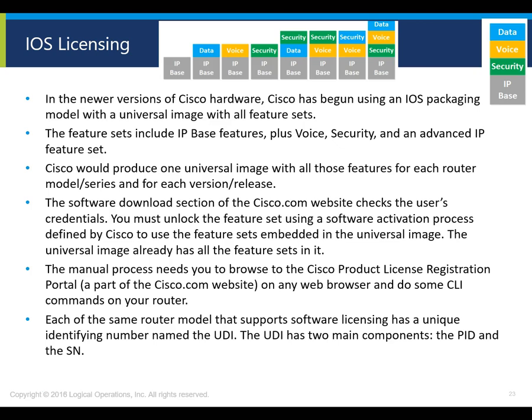Licensing. This particular lesson chapter is kind of a hodgepodge catch-all for a bunch of things that show up here and there. Not very long ago, a few years ago, when you bought a router, you got an IOS with it. The IOS supports certain things. Up here at the top: IP base, base plus data, base plus voice, security, data and security, voice and security, voice, security and data.